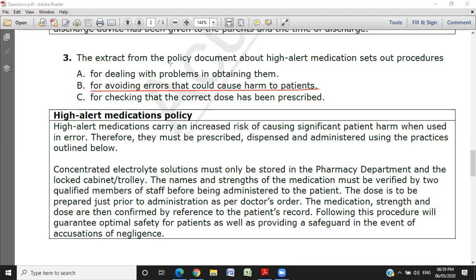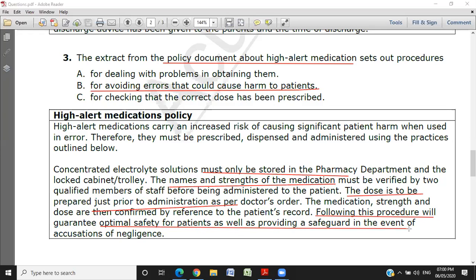It is the policy document about high alert medication. And if you see here, they have mentioned that they must be stored correctly, the names and strength must be checked, okay? And prior to administration, they must also prepare the dose correctly. So it is mainly about administration. And then they've explained that following this procedure will guarantee the safety, and it can also reduce the number of errors. So that's correct. B is the correct answer here.